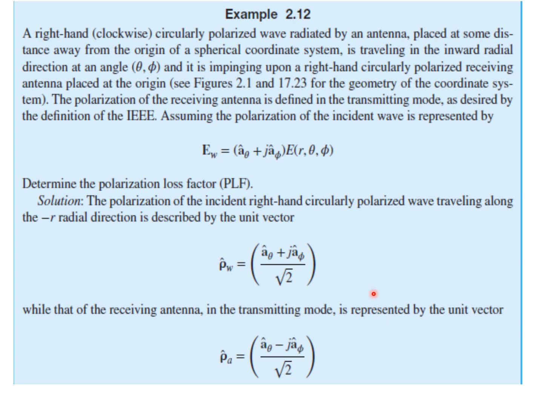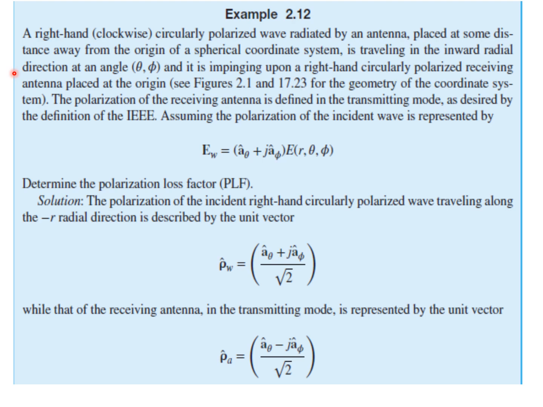Another example will explain the concept even further. Here it says that a right hand clockwise circularly polarized wave is radiated by an antenna. The antenna in the transmitting mode radiates a wave of right hand circular polarization, placed at some distance away from the origin of the spherical coordinate system, traveling in the inward radial direction at an angle theta, phi, and it is impinging upon a right hand circularly polarized receiving antenna placed at the origin.